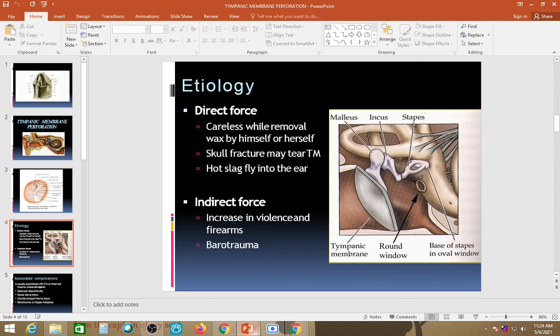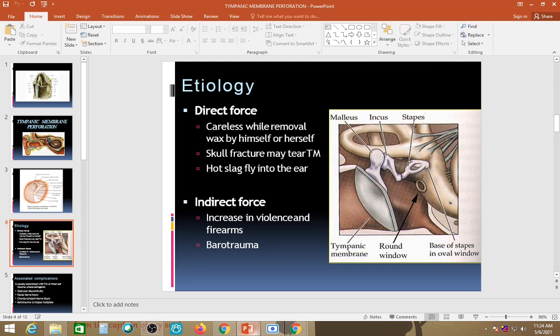So, tympanic membrane perforation. What is the etiology of tympanic membrane perforation? We'll see. One is direct force and the second is indirect force. Under direct force, number one is careless removal of wax by oneself. Then skull fractures may tear the tympanic membrane, or a fly getting into the ear.